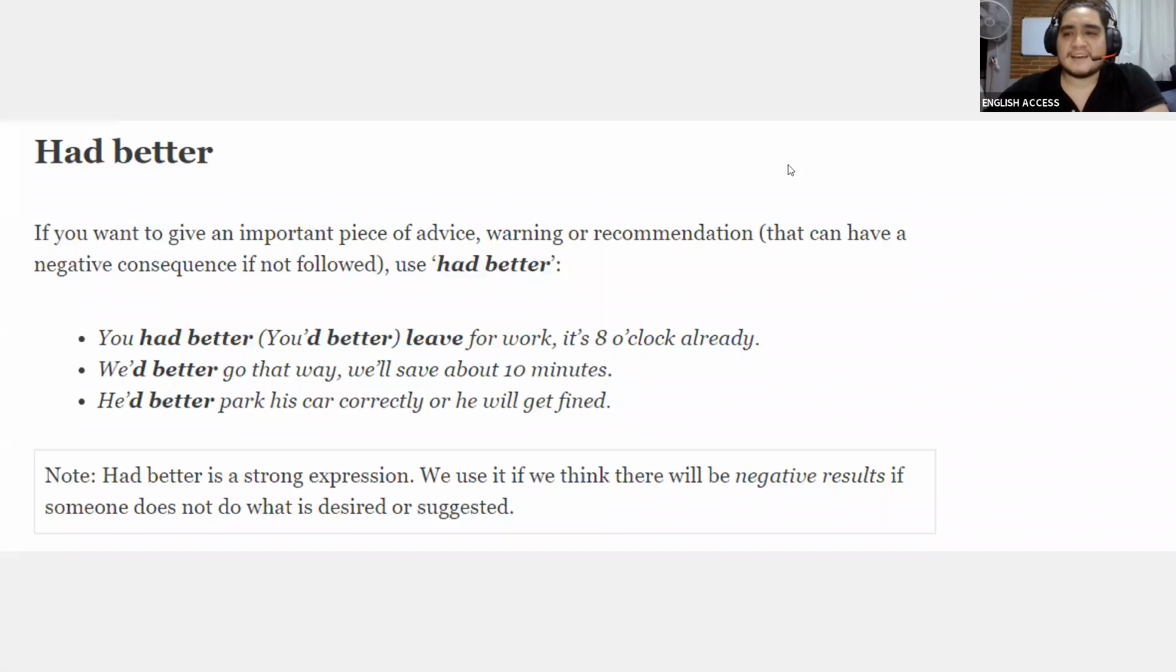All right. Now, had better. We use it if you want to give an important piece of advice, a warning, or a recommendation that can have a negative consequence if you do not follow it. Use had better, and we have three examples.